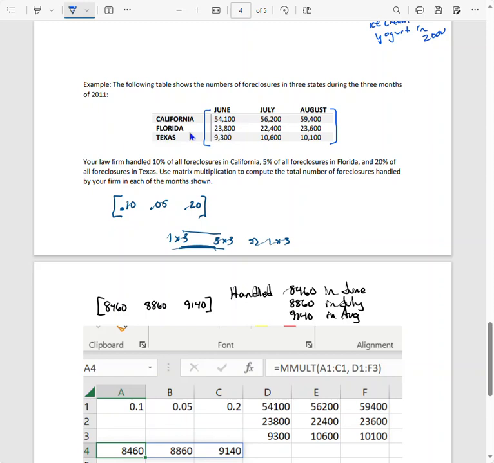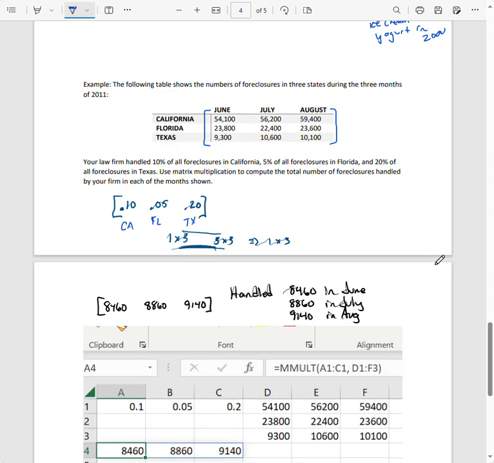Our rows are California, Florida, Texas. The columns of one matrix need to match up with the rows of another. Notice I handled 10%. I didn't. You did. 10% of all foreclosures in California, 5% in Florida, and 20% in Texas. Here are my rows, so when I multiply, those have to be my columns, because we multiply rows times columns, rows times columns. So this is a 1x3. I'll be multiplying it by a 3x3, so my answer will be a 1x3.